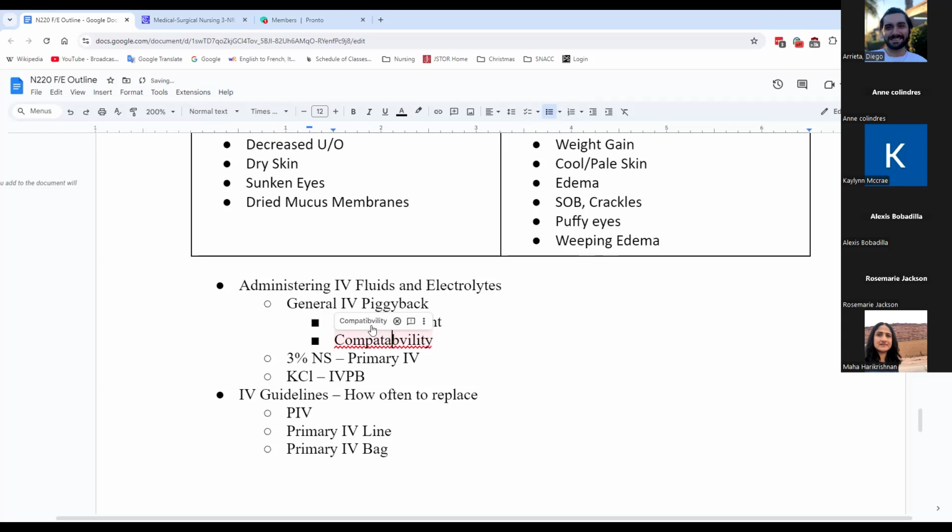See, I spelled it wrong. It's okay. I spelled it wrong too. Wait, it's what? My autocorrect spelled it wrong. Okay, whatever.